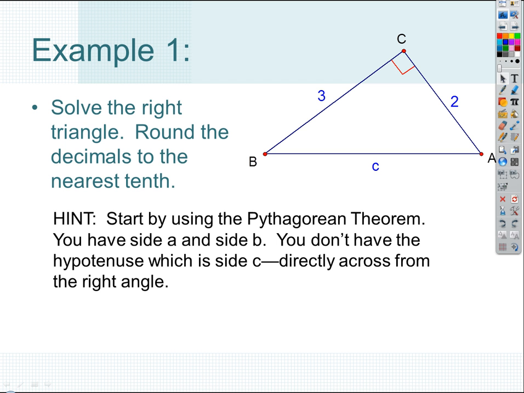Last part of chapter 9. This is a good one to go through because it does two things for us. It allows us to review the trig stuff and then just add one more little trick, and that's it.